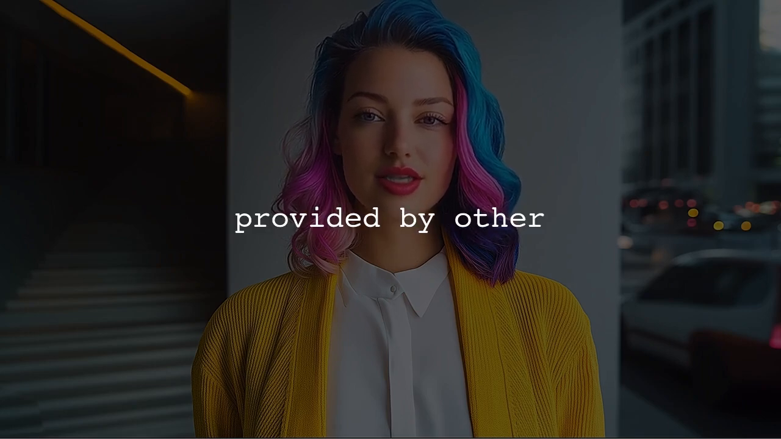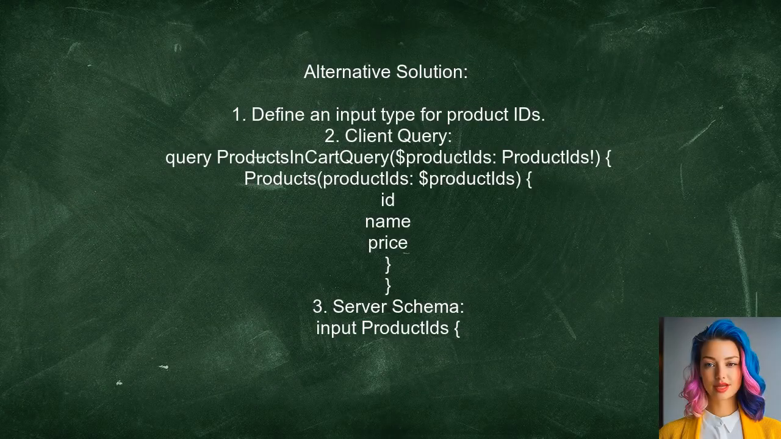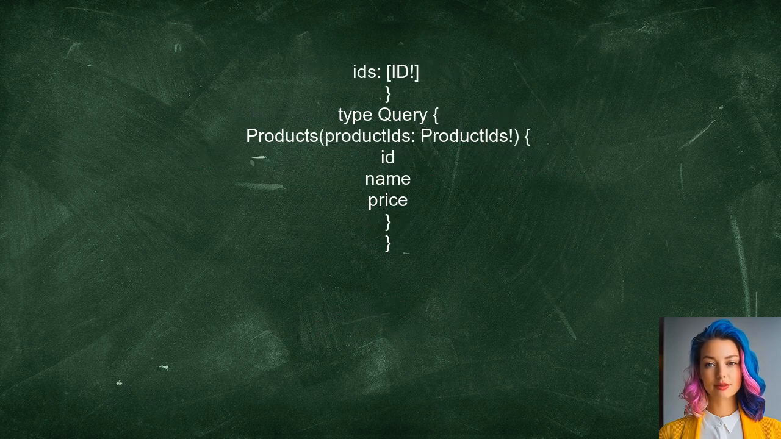Now let's look at the answers provided by other users. An alternative approach suggested by another user is to define an input type for your product IDs. This allows you to fetch multiple products in a single query. The client query would look like this: products with product IDs. On the server side, you would define the schema with an input type that includes an array of IDs.